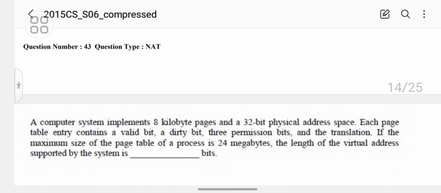Now question number 43: a computer system implements 8 kilobyte pages and a 32 bit physical address space.